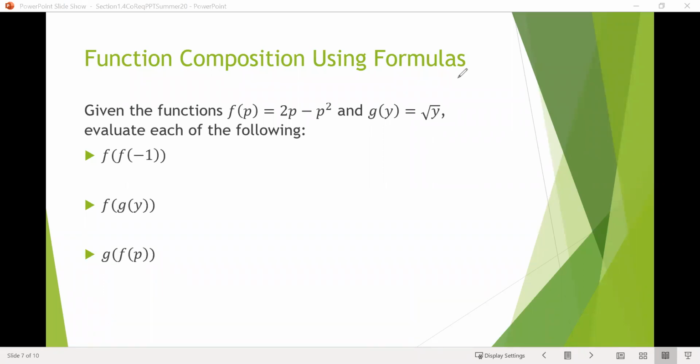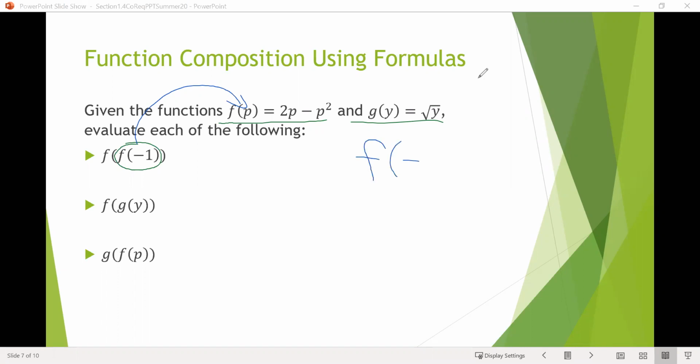So if we're going to do this first one up here, first of all, notice we have two functions here. f of p is given by the formula 2p minus p squared. g of y is given by the formula square root of y. So when we go to evaluate the first part, f of f of -1, just like before, we're going to start on the inside, which tells us to find f of -1. Because we're using formulas, how are we going to do that? Right, we need to plug that -1 in for the variable there.